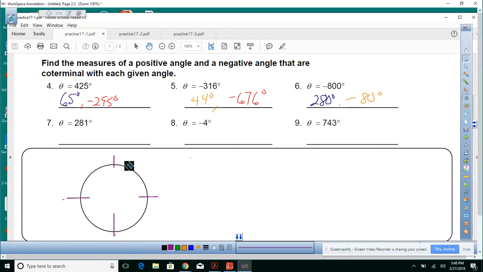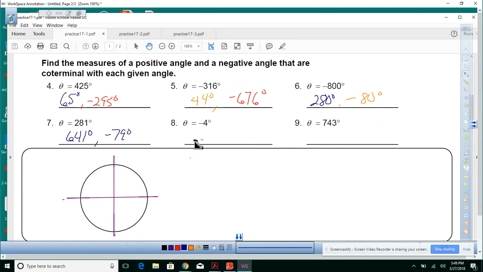And let's put my axes back up. We'll do number 7. I want you to stop the video on your own and see what you come up with. And then when you get back, I'll have a couple answers for you. Glad you're back. I came up with 641 degrees and negative 79 degrees.